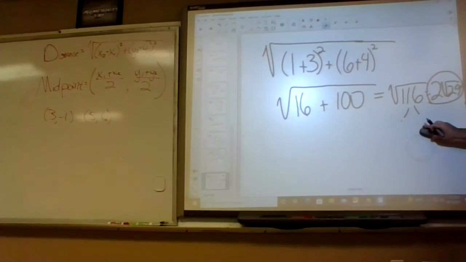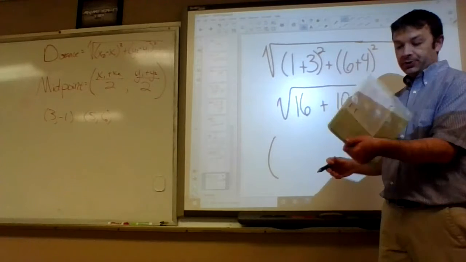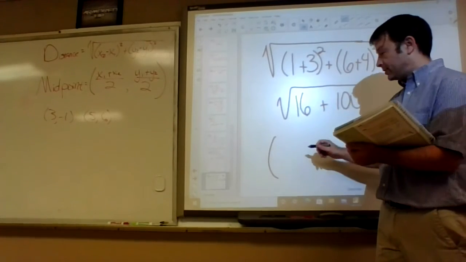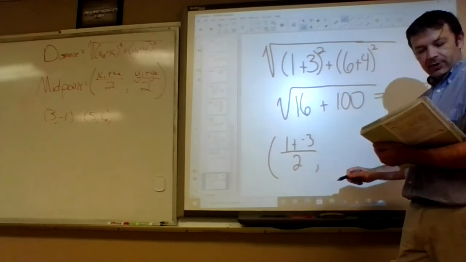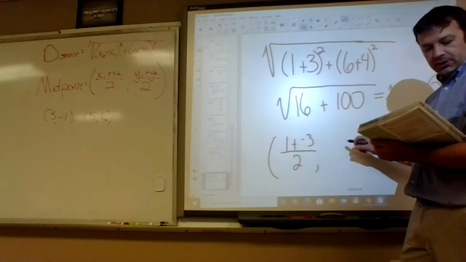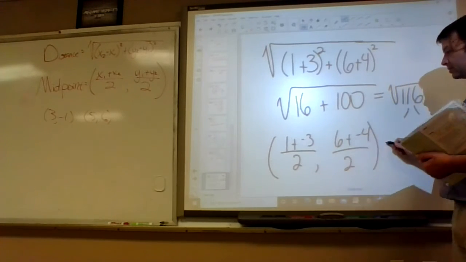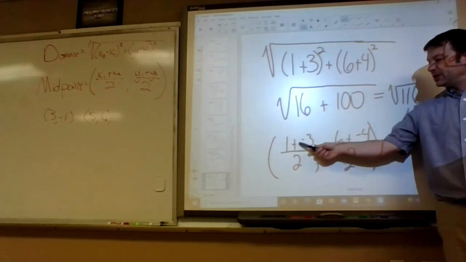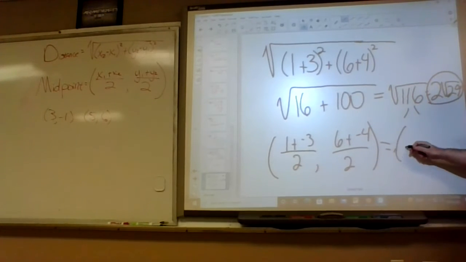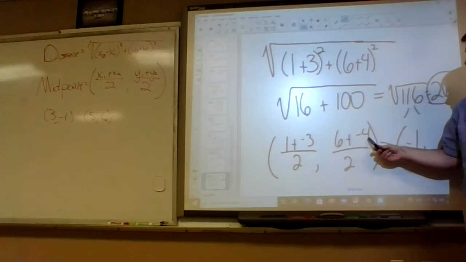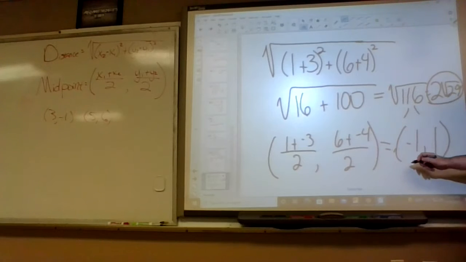Okay, and then the midpoint. So we're going to average the x values, which were 1 and negative 3. So 1 plus negative 3 divided by 2, comma, 6 plus negative 4 divided by 2. 1 plus negative 3 is negative 2 divided by 2, negative 1. 6 plus negative 4 is 2 divided by 2 is 1.